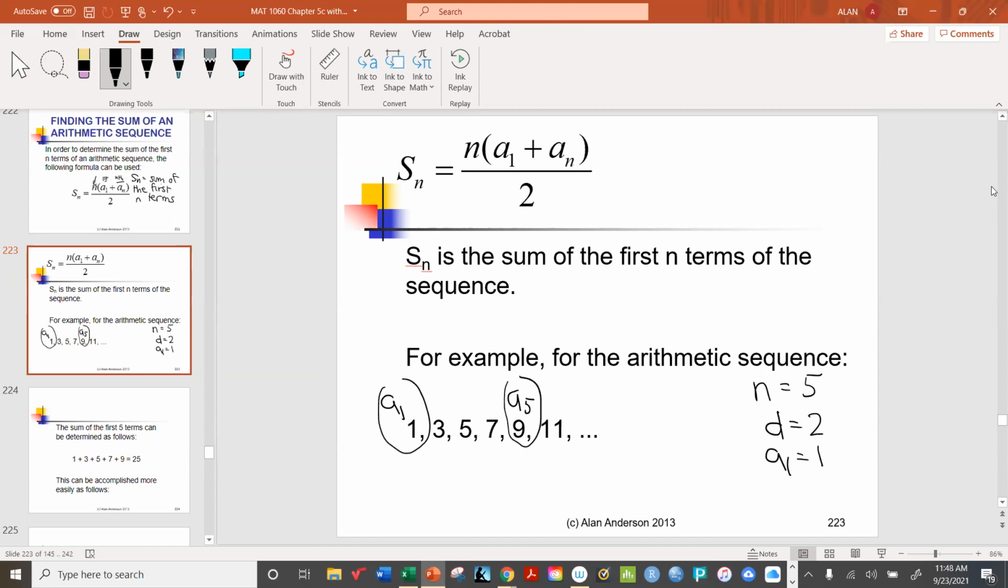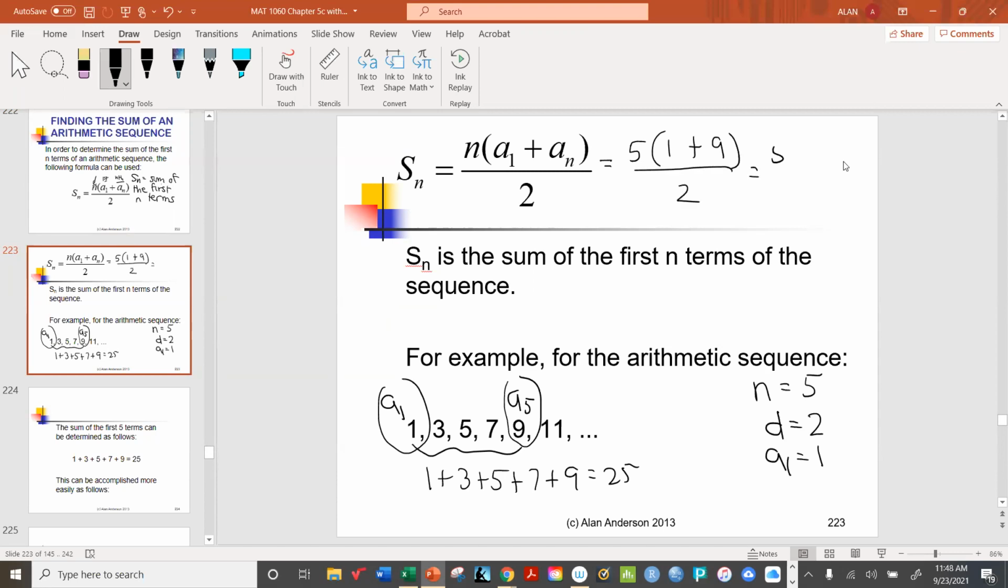Now, clearly, if you look at these carefully, you can see that this just adds up to 25. Well, why don't I use this new formula up here? So S5 will give me 5 times (1 plus 9), all divided by 2, equals 5 times 10 over 2, equals 25.